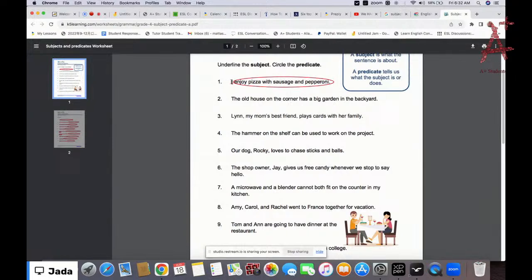So from this one, we said that I was the subject. So what is gonna be the predicate? Enjoy pizza with sausage and pepperoni. Okay, so the predicate is gonna be enjoy pizza with sausage and pepperoni.